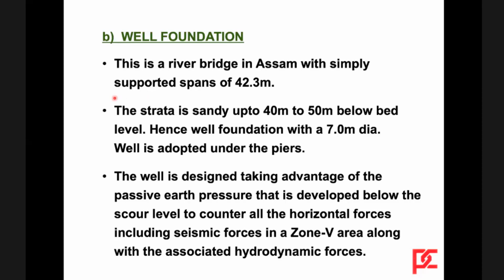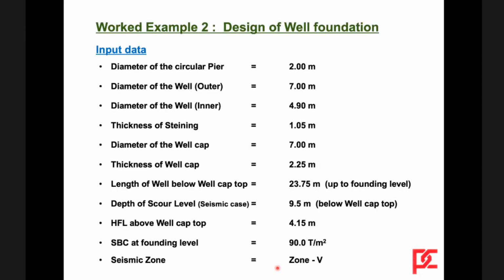In this bridge location, the strata is sandy up to 40-50 meters below bed level. Hence, a well foundation with a 7-meter dia well is adopted under the piers as well as the abutments. The well is designed to take advantage of the passive earth pressure that is developed below the scour level to counter all the horizontal forces, including seismic forces in zone 5, along with the associated hydrodynamic forces. We have taken care of the hydrodynamic forces also as specified in the code. This is a worked out example of the well foundation.